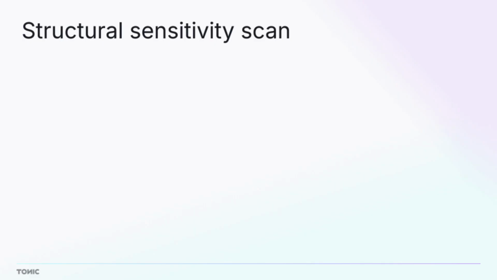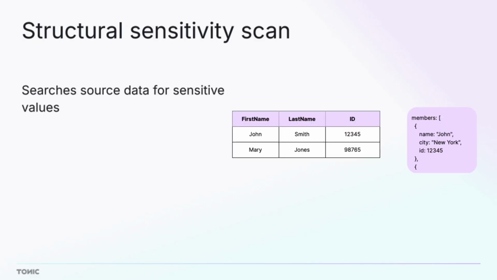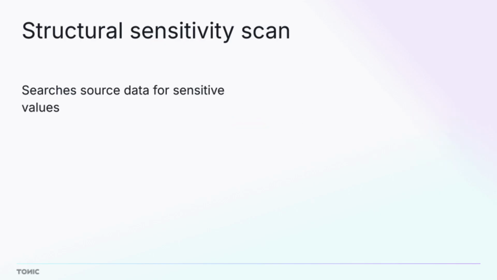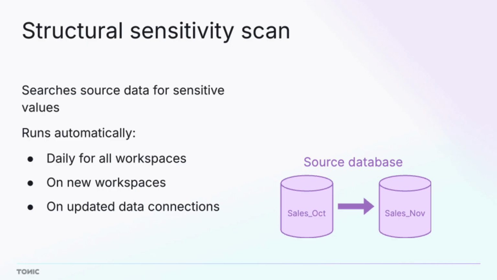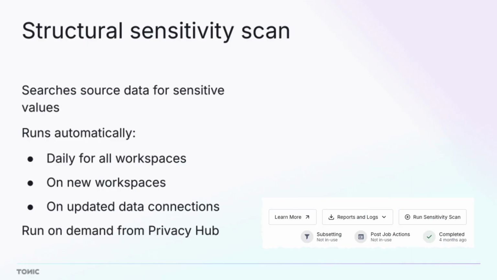The Structural Workspace Sensitivity Scan searches your source data for sensitive values. Scans run automatically on a daily schedule, as well as immediately for new workspaces and updated data connections. From Privacy Hub, you can also run a manual sensitivity scan at any time. So what kinds of values does the scan identify, and how does it identify them?